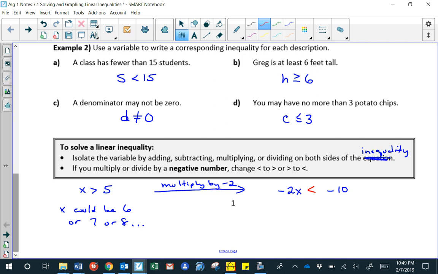So when we multiply or divide by a negative, we change signs to opposite signs, which changes the sense of the inequality from greater than to less than, or vice versa.